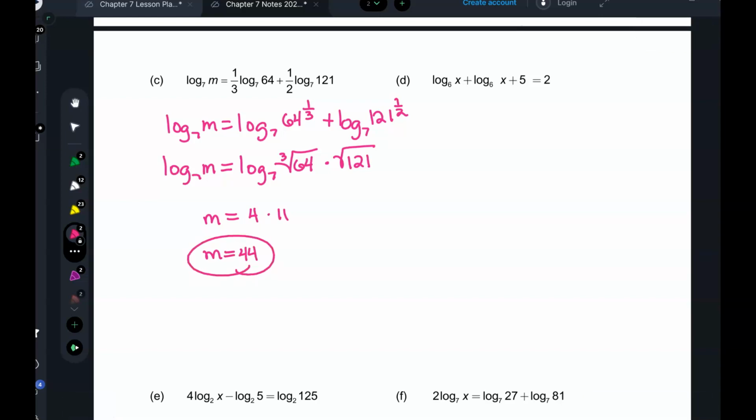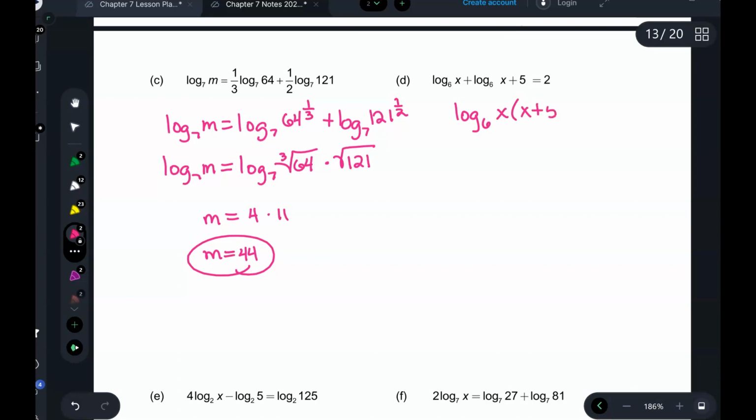Oh, never mind, I got it. Okay. All right. Left side. What can we do to combine those? It's going to be log base 6 of x times x plus 5 equals 2. This one looks a little different because we don't have a log base 6 on the right side.